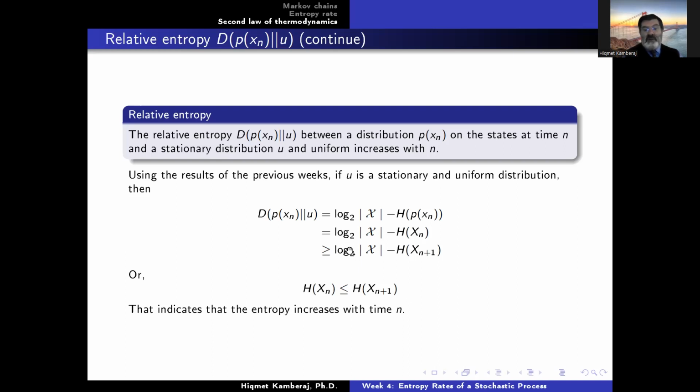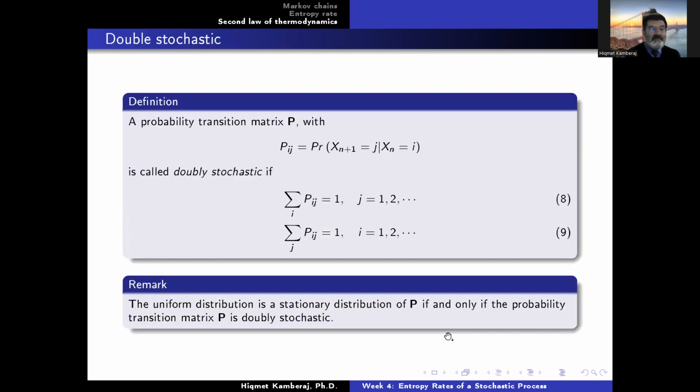Is it clear? On the last one, I've used the fact that the relative entropy decreases in time, which we showed. From D of P of Xn to U being greater or equal to log base 2 of chi minus h of Xn+1, I use the fact that the relative entropy decreases in time. However, from the second line to the third line, this is the same as saying that h of Xn is less or equal to h of Xn+1, which is what I wanted to show.